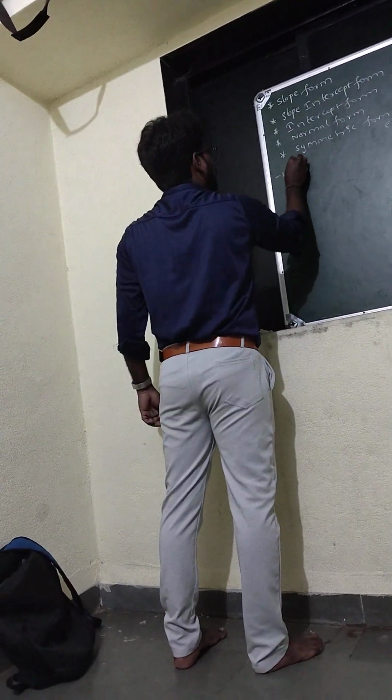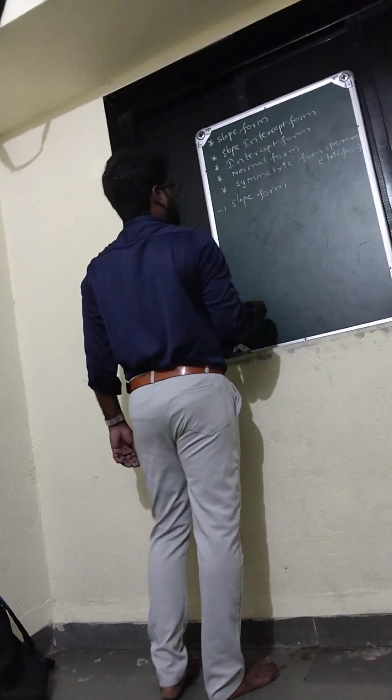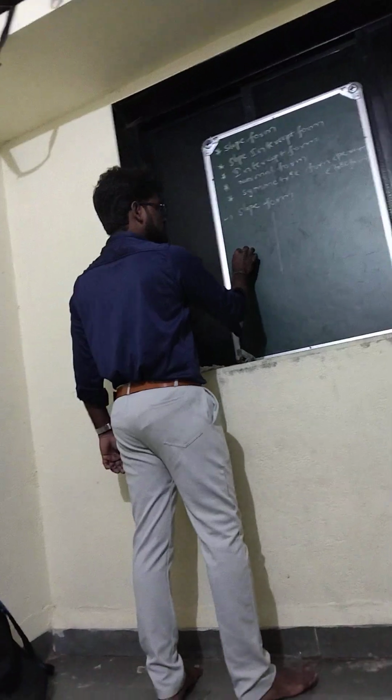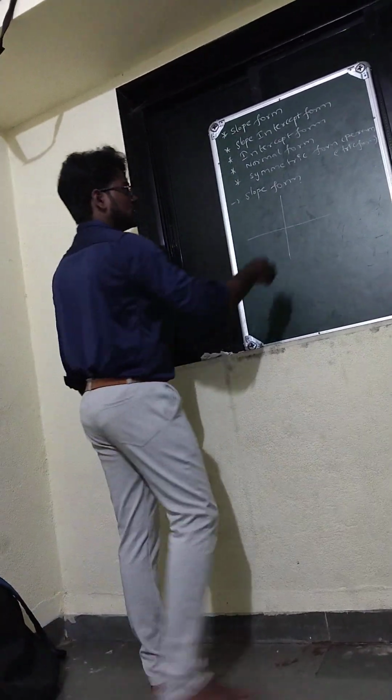First you see the slope form. What is the slope form? First you draw the x-axis and y-axis.